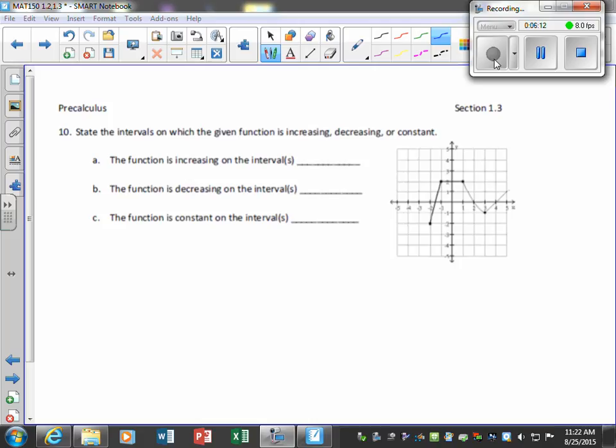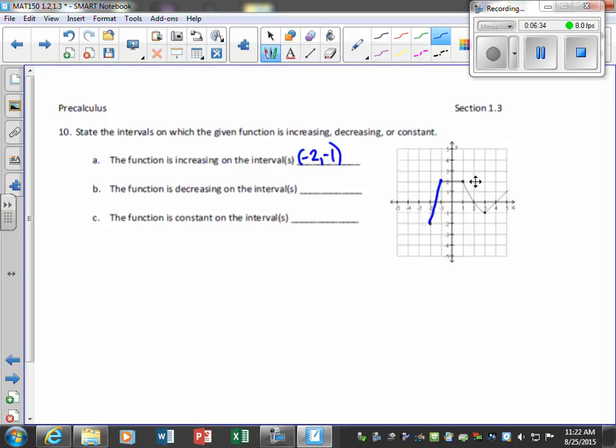So as we move across our page left to right, here to here is increasing. So we name that according to the x values. So we would say it's increasing at the x value of what? -2, and then it stops at what? -1. Good. That's our first part.